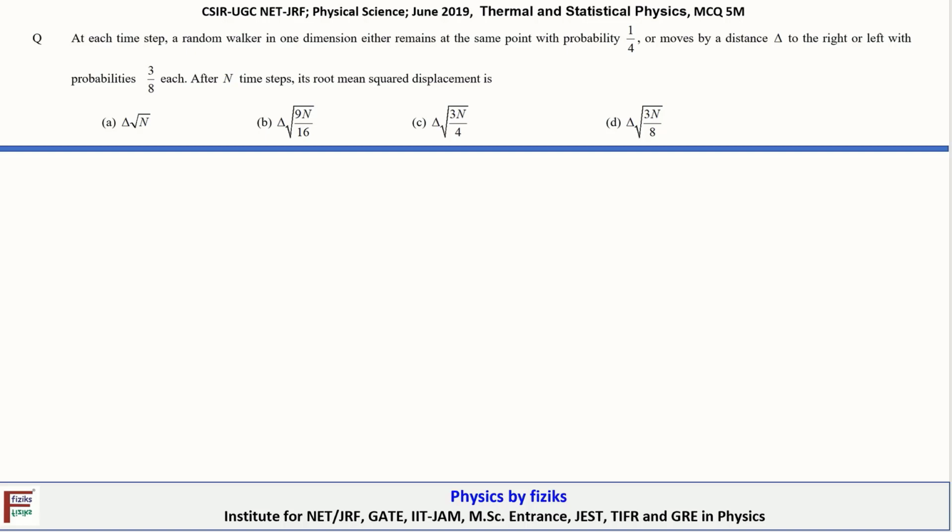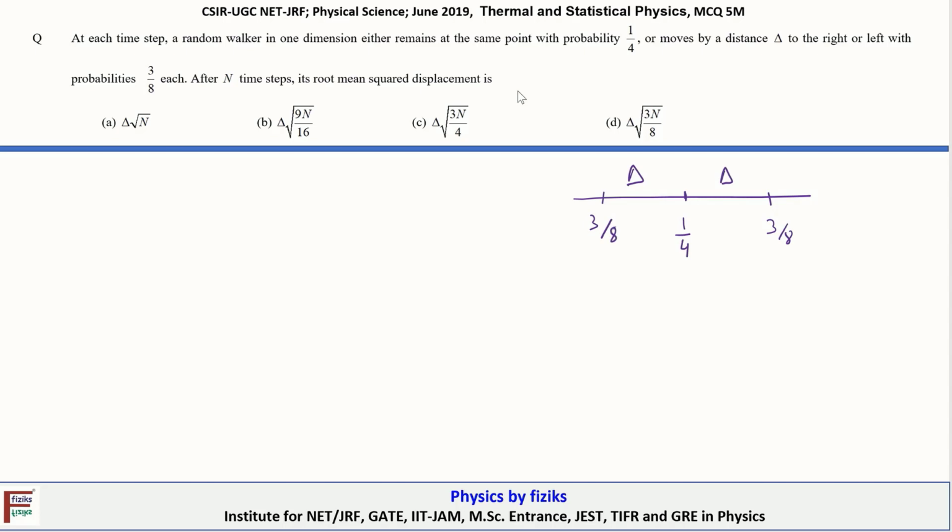At each time step, a random walker in one dimension either remains at the same point with probability 1 by 4. Okay, so let's draw the diagram first and then we will try to solve it. If the random walker is staying at the same point, then the probability is 1 by 4, or moves by a distance of lambda. So if it's moving by a distance of lambda to the right or to the left, then the probability is 3 by 8. That means it is 3 by 8 in both cases.